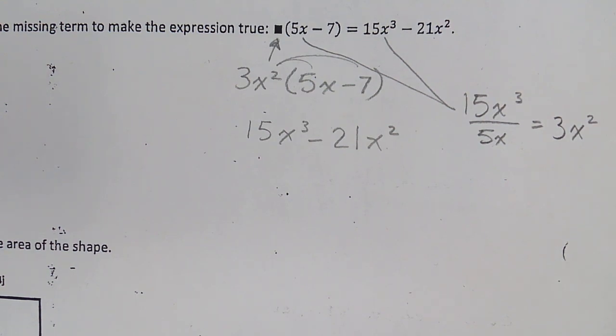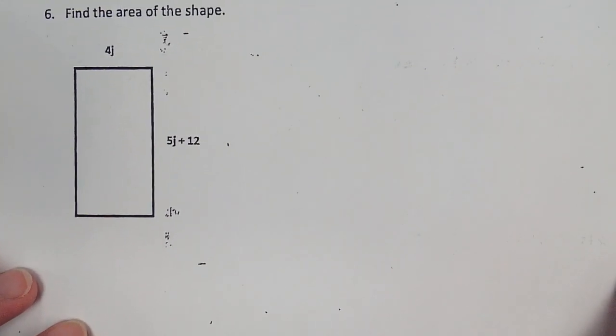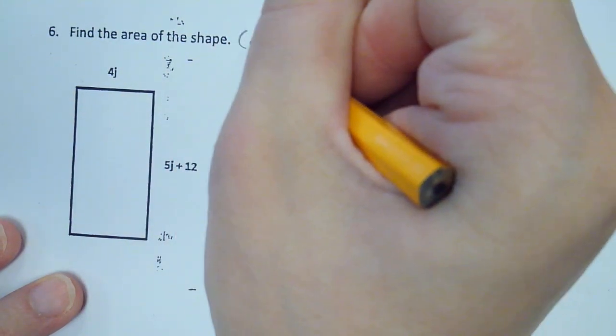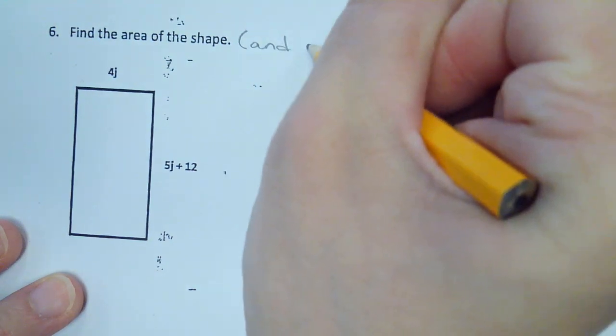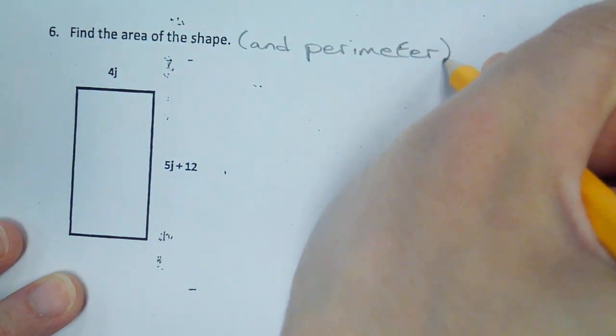Any questions so far? Am I going too fast or okay? Okay, last one. Find the area of the shape. Actually, I'm going to add in the perimeter as well. So find both perimeter and area.